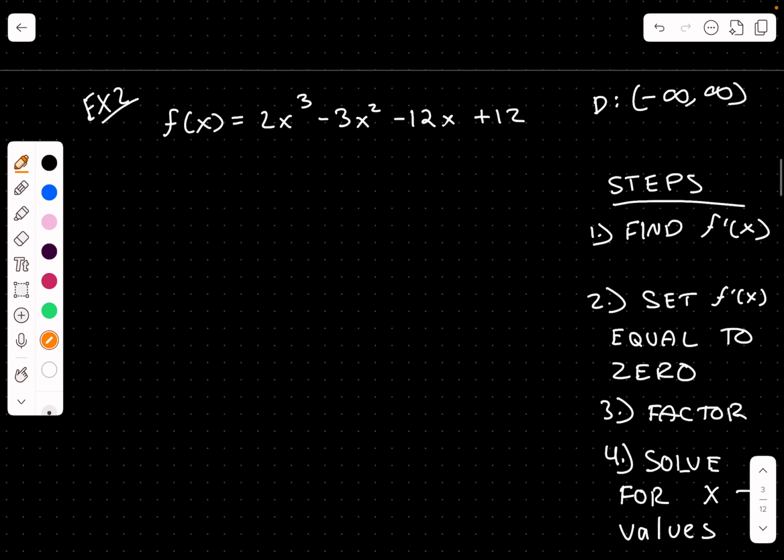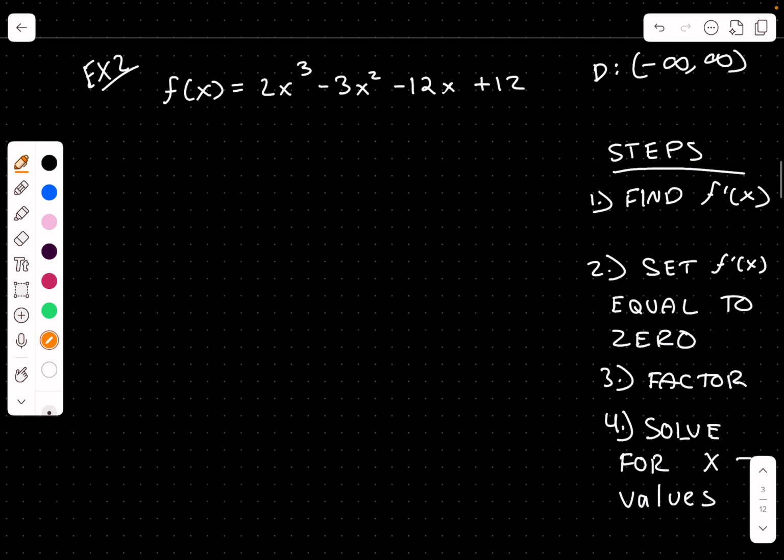Now let's go to our next problem. If you want to try this one out, feel free. We have the steps written right here, and again, the domain is all real numbers, so it's not going to be any problems. So let's just go over these steps again. Let's do it in orange this time. So find the derivative.